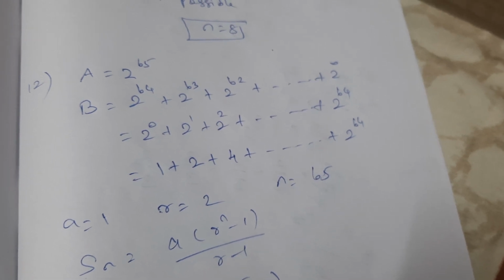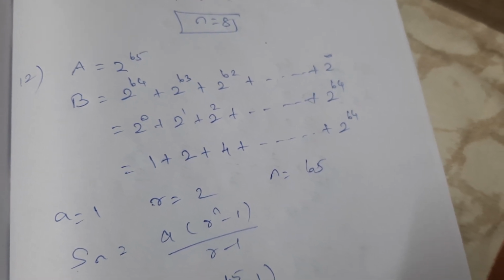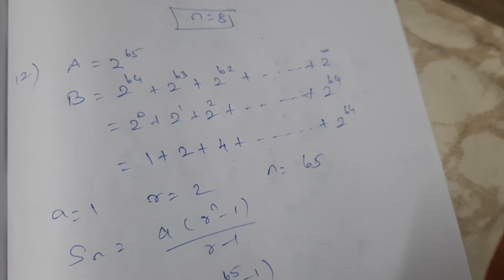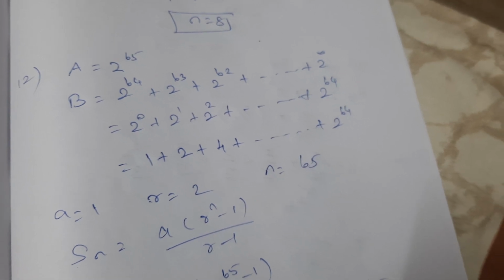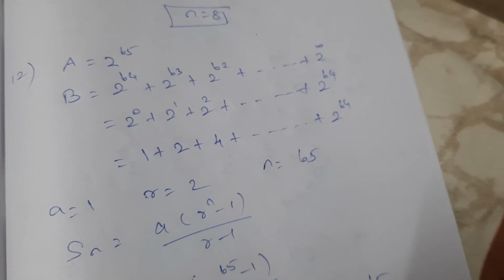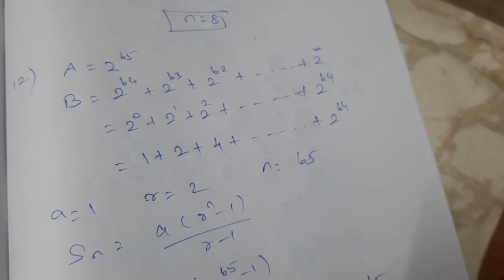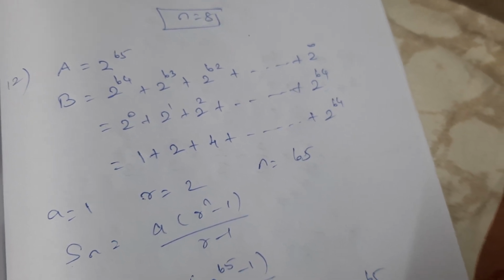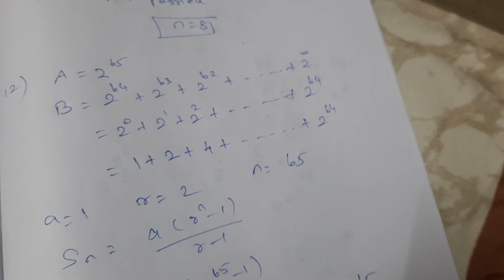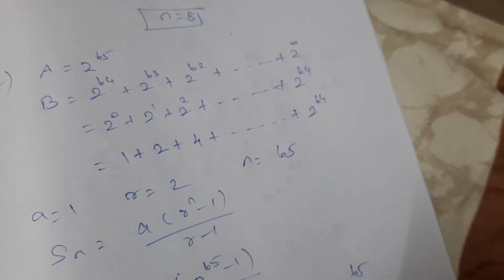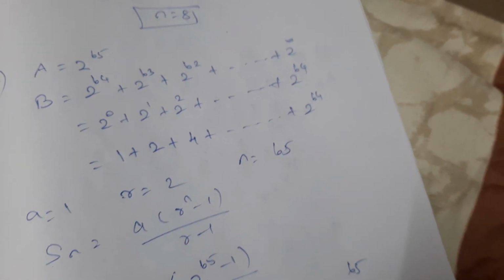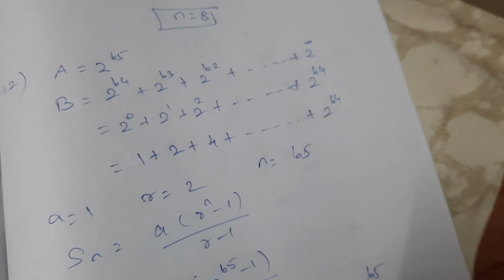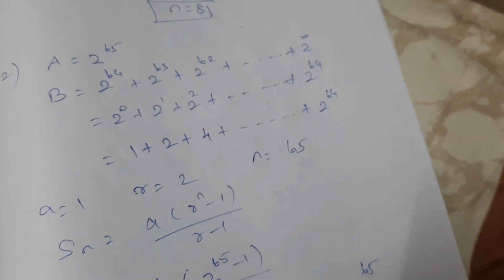So 1 plus 2 plus 4 plus dot dot 2 power 64. Here a is equal to 1, and this is not in AP because 2 minus 1 is equal to 1, and 4 minus 2 is 2. So no same value for d. Not equal d, so we find out the r value. 2 by 1 is equal to 2, 4 by 2 is equal to 2. So the r value is 2.